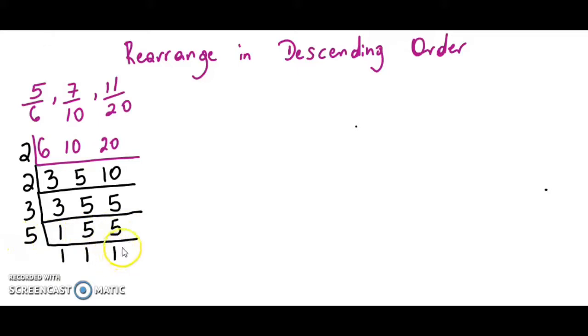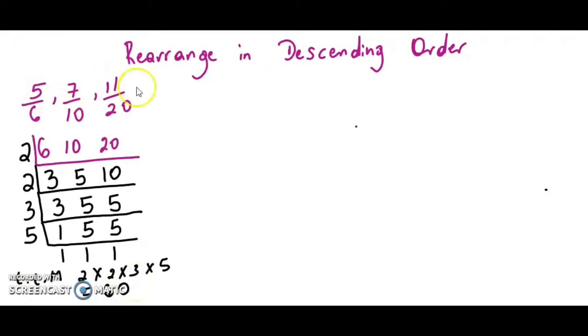5 into 5, 1. In order to write our LCM, we're going to multiply these numbers. So here we have LCM. We're going to multiply 2 times 2 times 3 times 5. And when you multiply those numbers, you are going to get 60. So our LCM is 60.